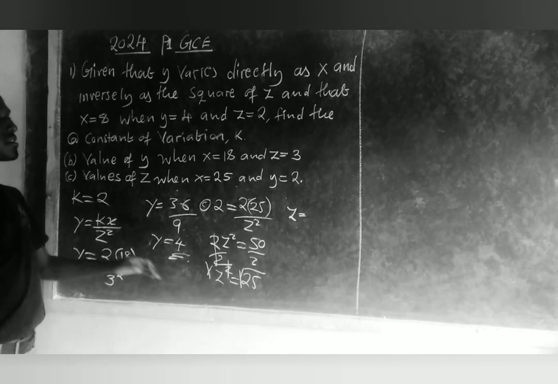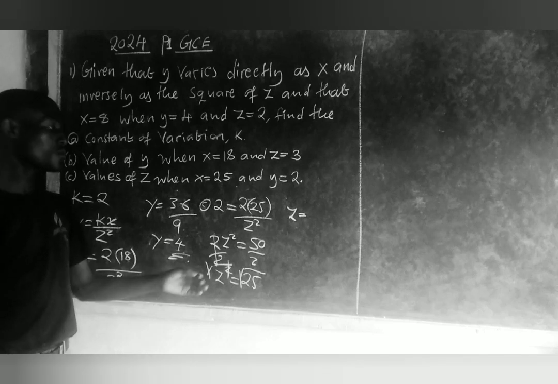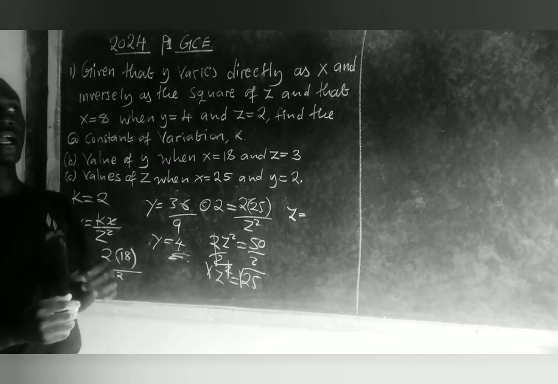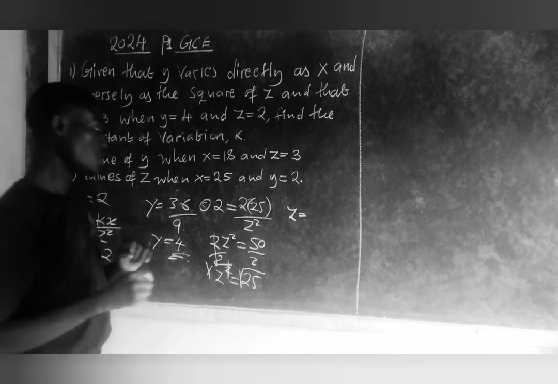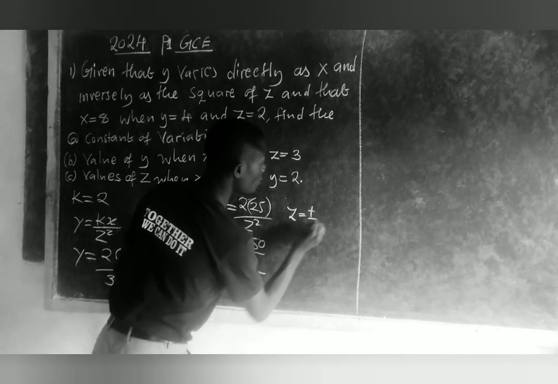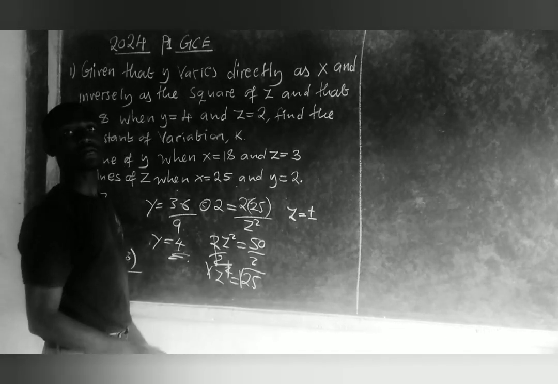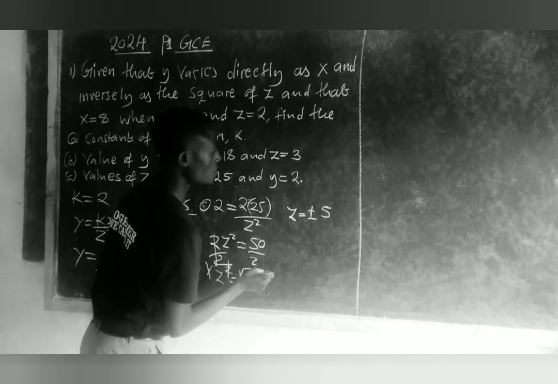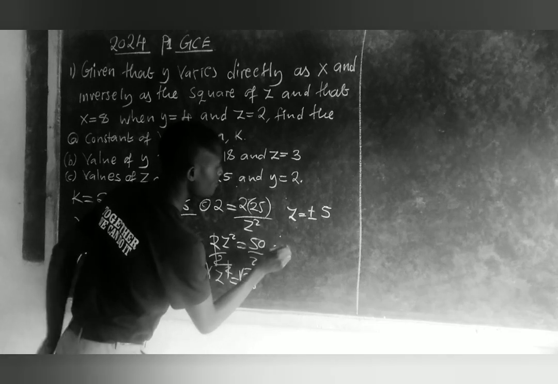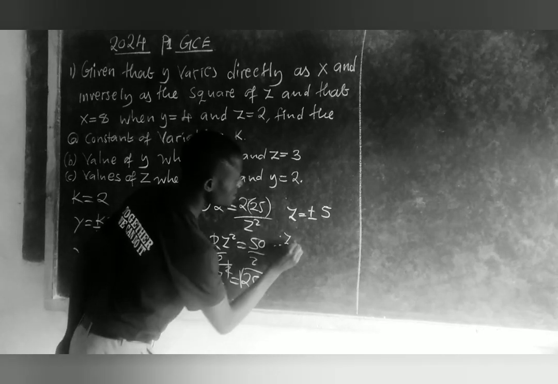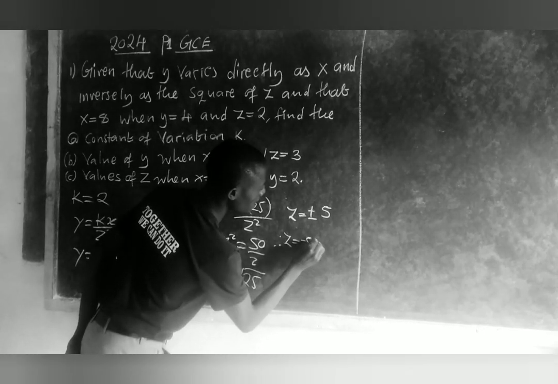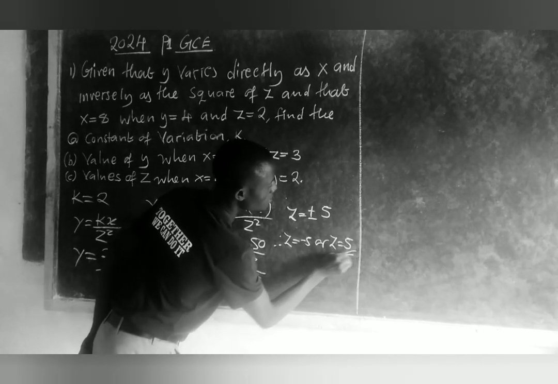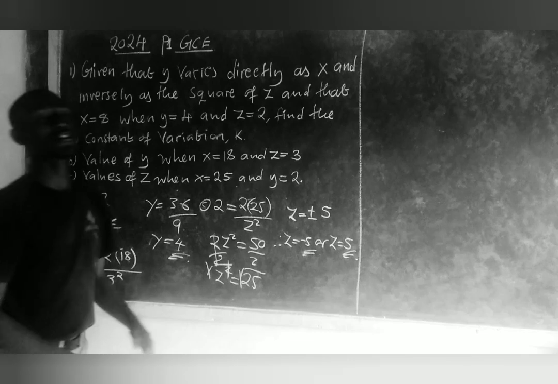Mind you, a square root always comes with 2 solutions, which are negative and positive. So in this case, we can say negative or positive. What is the square root of 25? It is simply 5. So hence we can say, therefore, z is equal to -5, or z is equal to +5, and these are the solutions.